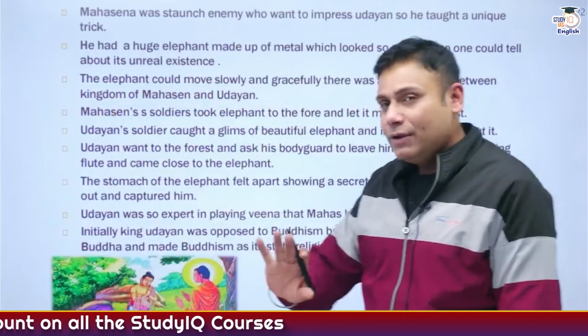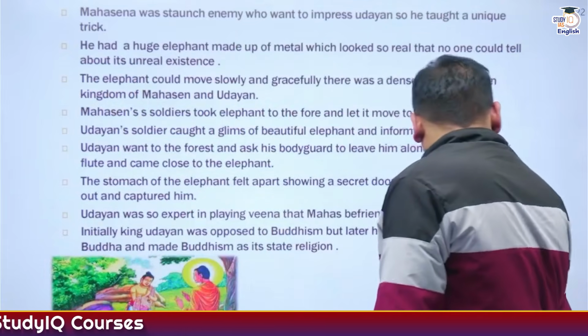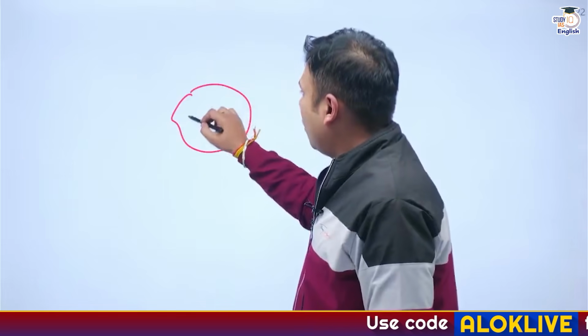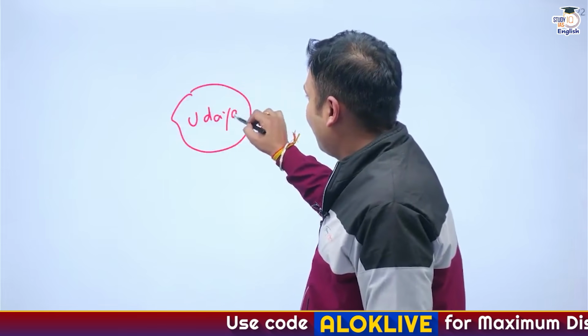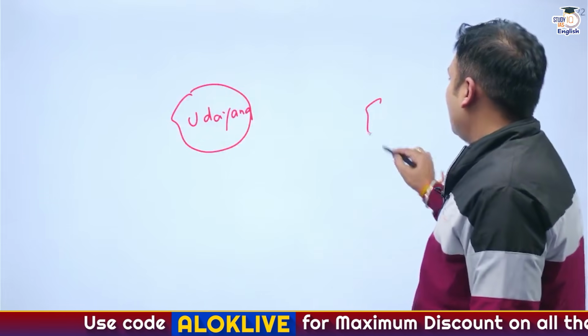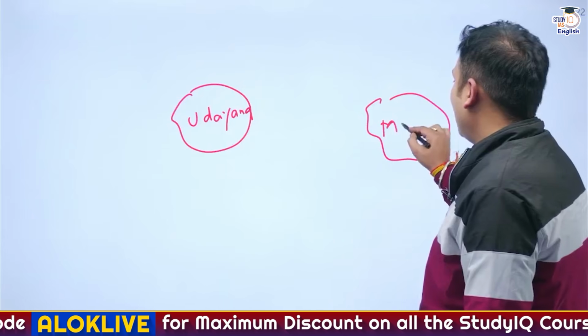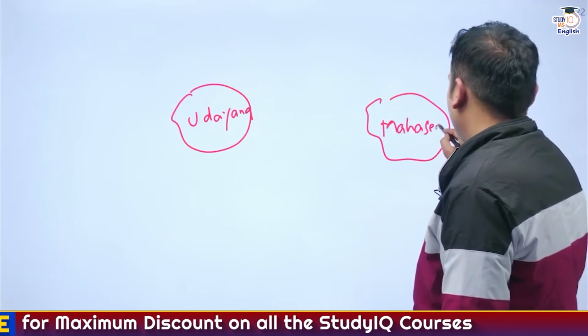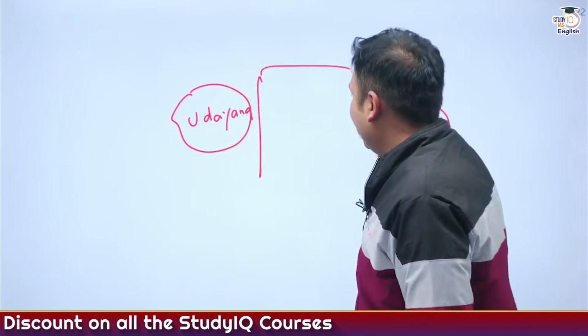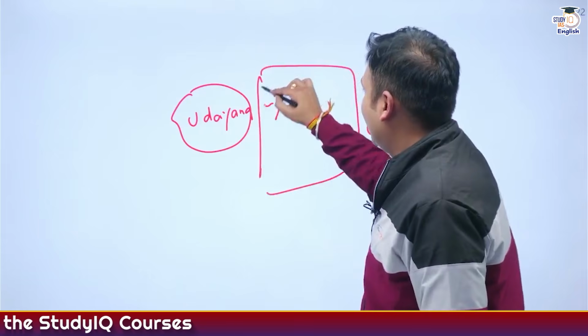Now, I'll give you an example. Suppose this is the kingdom of Udayan. And this is a small kingdom that was ruled by a ruler called Mahasena. And in between their kingdoms, there was a jungle.